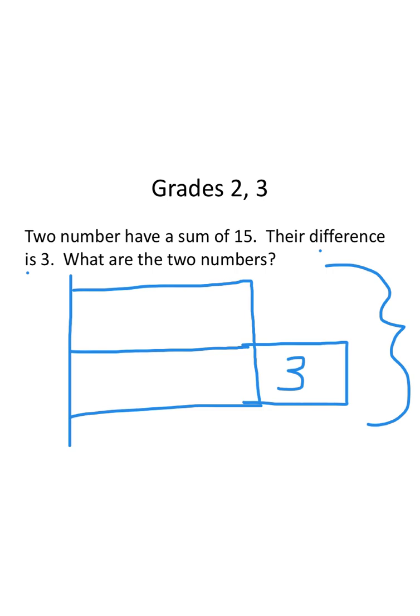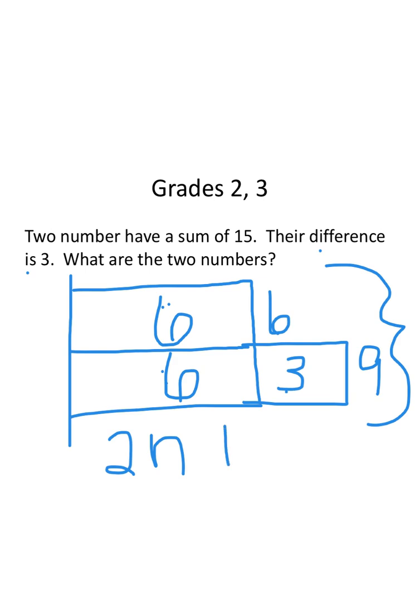Now, I could just guess and say, well, if I know that's a 5 and a 5, so 5 plus 5 is 10, plus 3 is 13. Nope. So that needs to be a 6 and a 6, because now this one is 6 and that one is 9, equals 15.